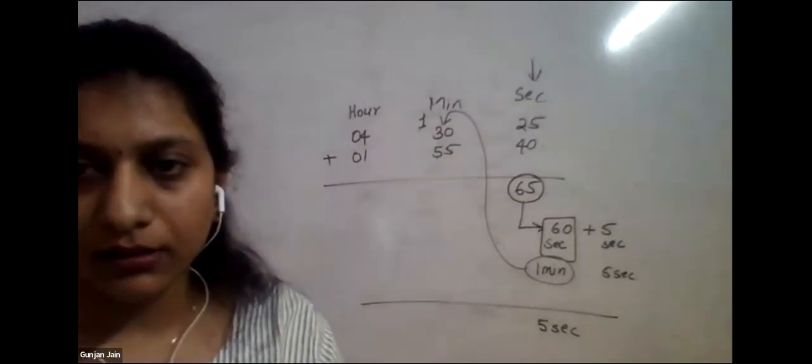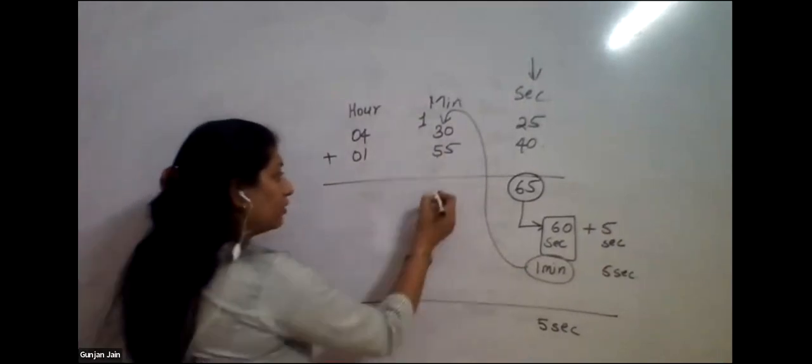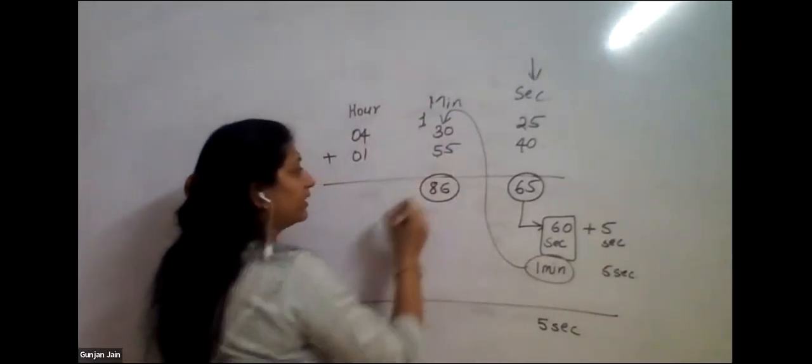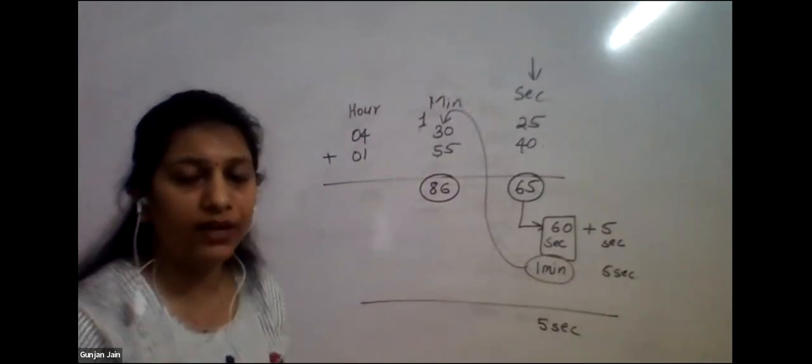Yes, correct. Those who have sent me 86, that is correct. Now 86 is again greater than 60. So how will you write 86 as 60 plus something? How will you write it? 86.